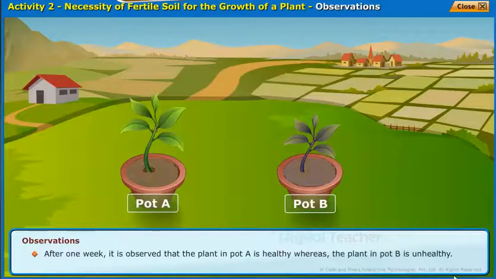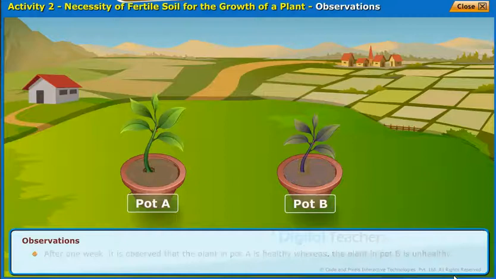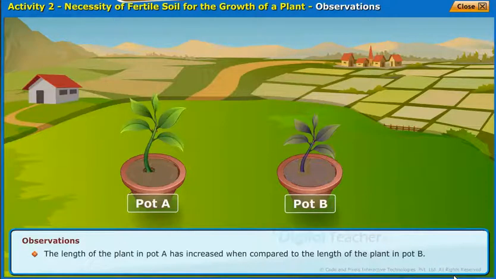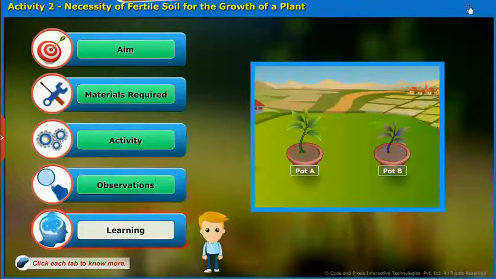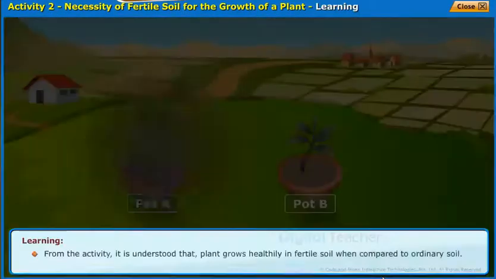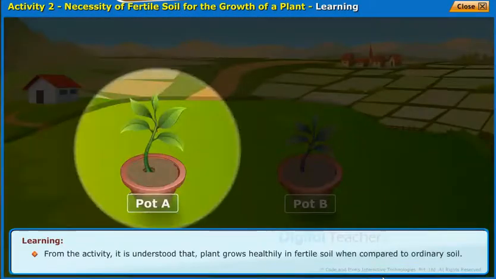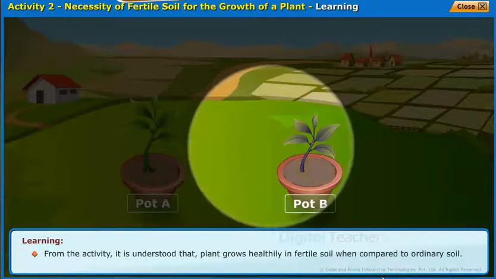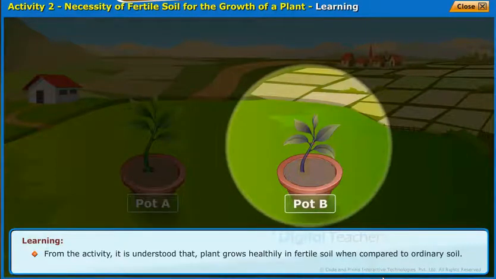After 1 week, it is observed that the plant in pot A is healthy, whereas the plant in pot B is unhealthy. The length of the plant in pot A has increased when compared to the length of the plant in pot B. From the activity, it is understood that plant grows healthily in fertile soil when compared to ordinary soil.